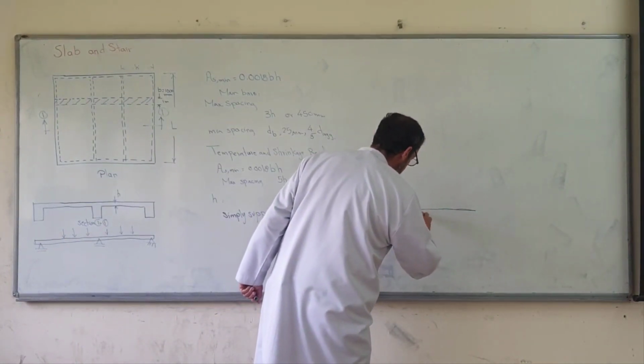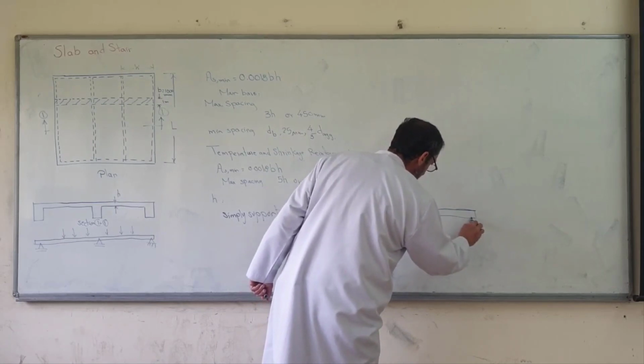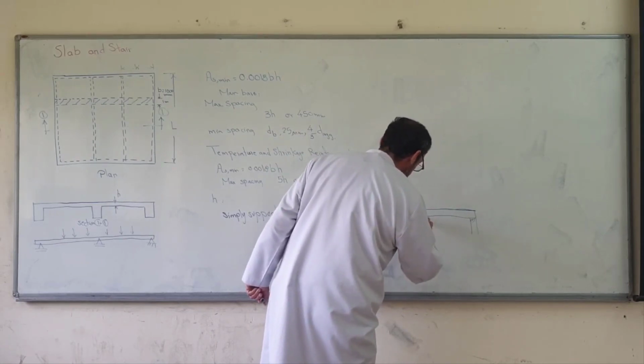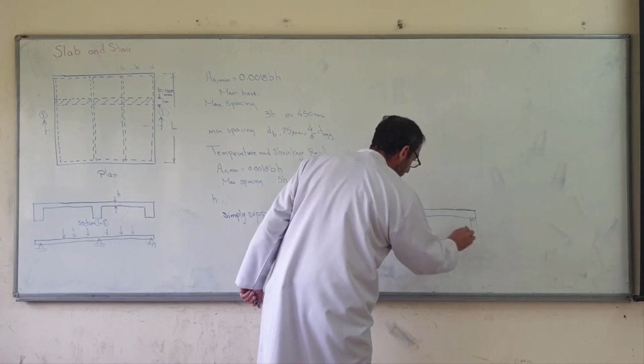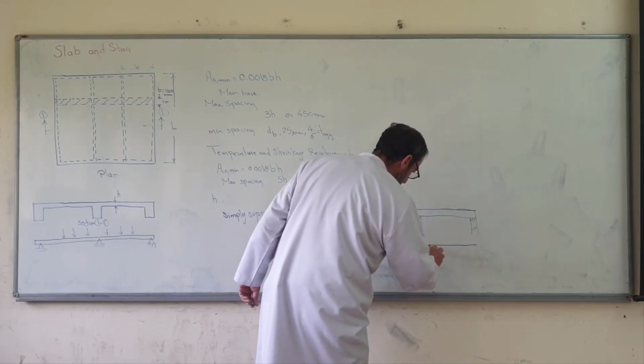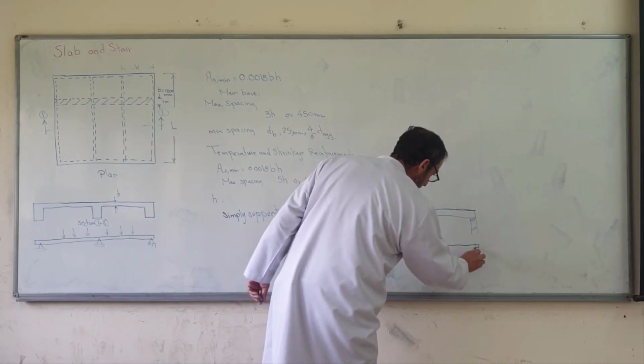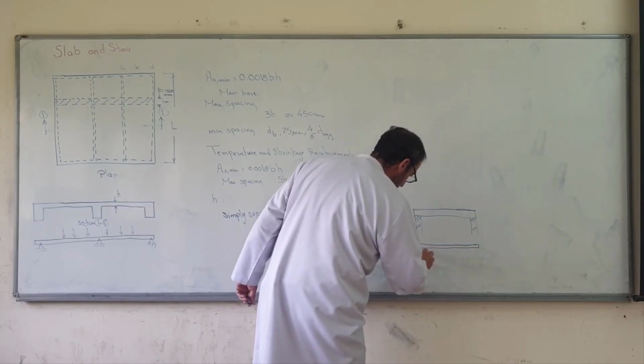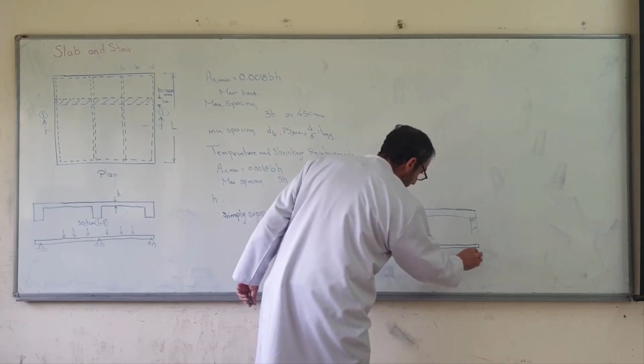Simply supported like this. A slab constructed on two walls. This is simply supported. Let's draw it, we can draw the slab this way. Simply supported.